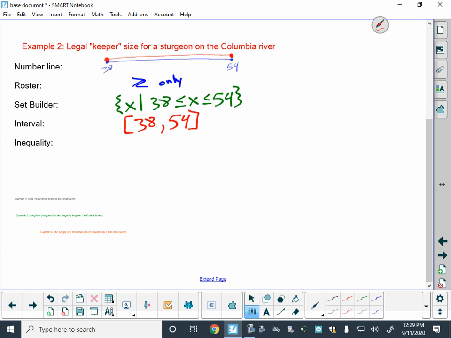The inequality notation is going to look a lot like our set builder notation. We're just going to grab that inequality out of there and say this is 38 less than or equal to x less than or equal to 54.